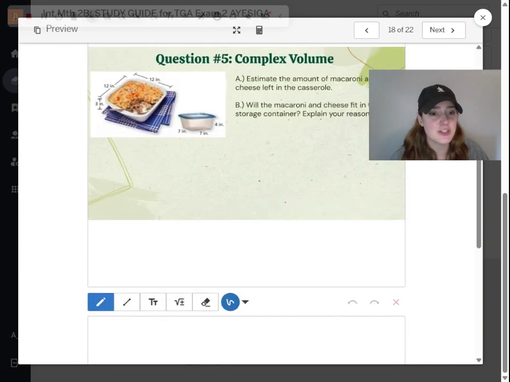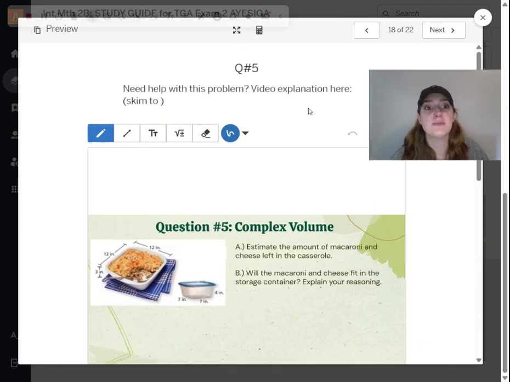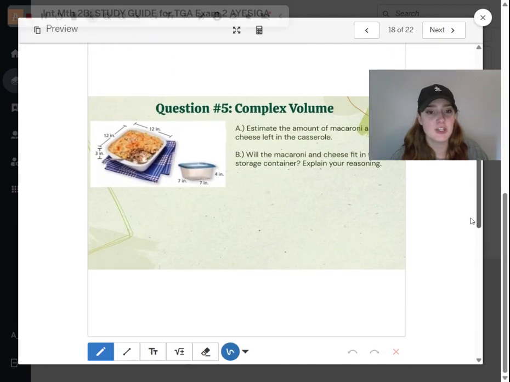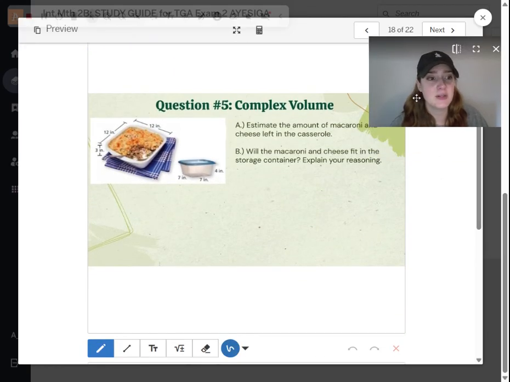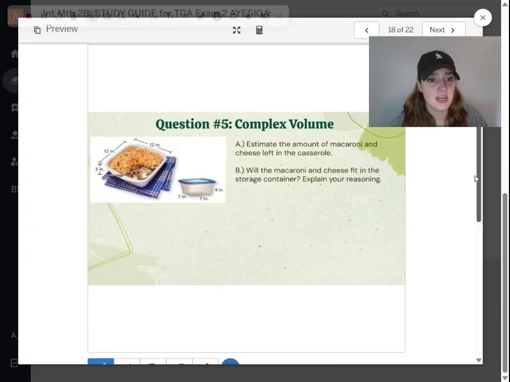Here we go. Last question that we're going to cover in this video is question number 5, what you will see on your exam. Question number 5 is going to be a little bit of a complex problem that has to do with volume. In this example, we've got a container with, apparently, according to this description, that, in case you didn't know, is macaroni and cheese.